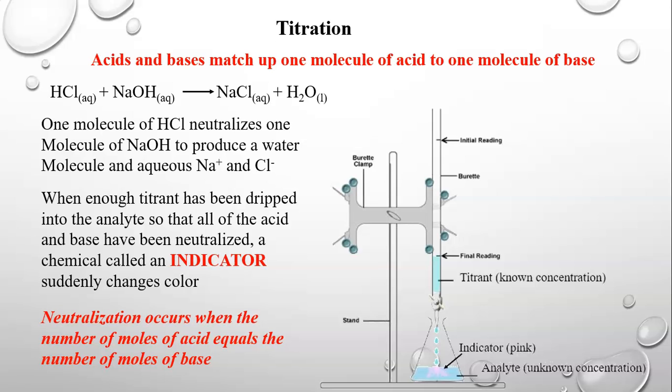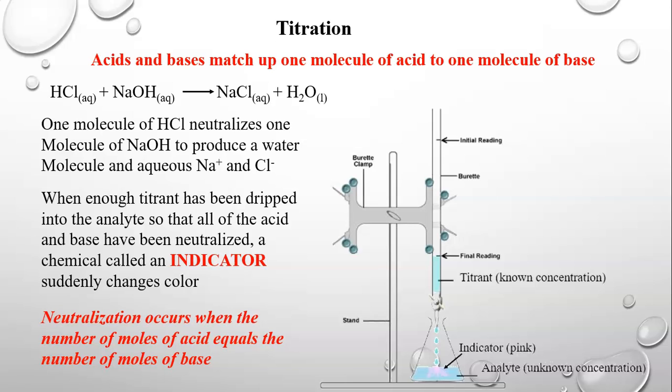So that's the simple situation. So it's a 1-to-1. You have one molecule of acid neutralizing one molecule of base to form a water molecule, which is a neutral molecule. So reading below, one molecule of HCl neutralizes one molecule of NaOH to produce a water molecule and aqueous sodium ions and chloride ions.